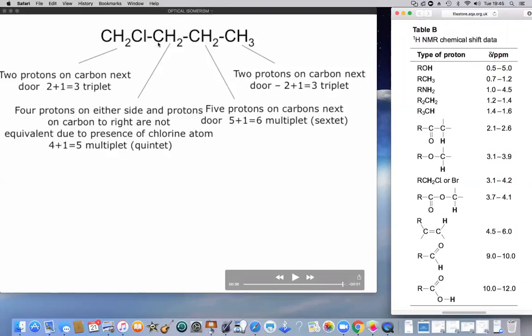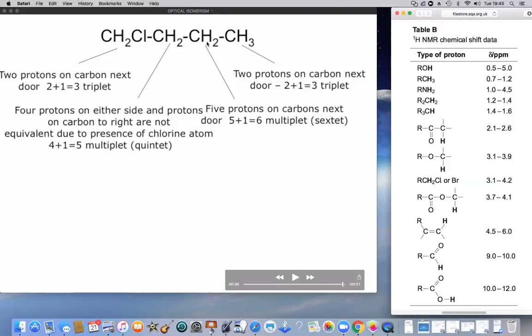So if we go back to carbon number 2, we have 2 hydrogens on the carbon to the left, 2 hydrogens to the carbon on the right. We apply our N+1 rule. 4 plus 1 is 5. Anything that is above 4, as far as AQA A Level Chemistry is concerned, you can class it as a multiplet. It would actually be a quintet in terms of its signal.